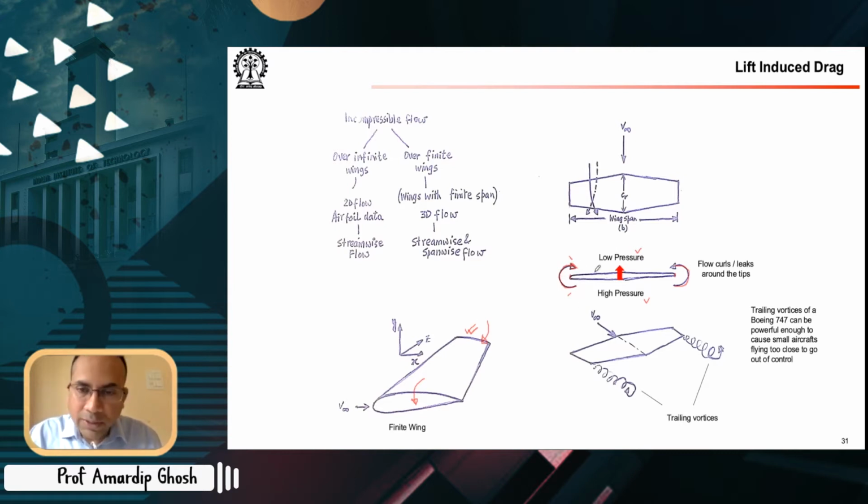Pressure is a motive force, just like voltage drives current, pressure drives flow or mass flow or volumetric flow. So you have a flow that leaks from the lower surface to the upper surface around the tips of this wing. And if you see from a distance, you see these kind of trailing vortices. You can render these vortices visible. So as flow moves from the high pressure lower surface to the low pressure upper surface, you superimpose the free stream velocity on top of it. You have these counter rotating trailing vortices, and this can be rendered visible by the use of smoke.